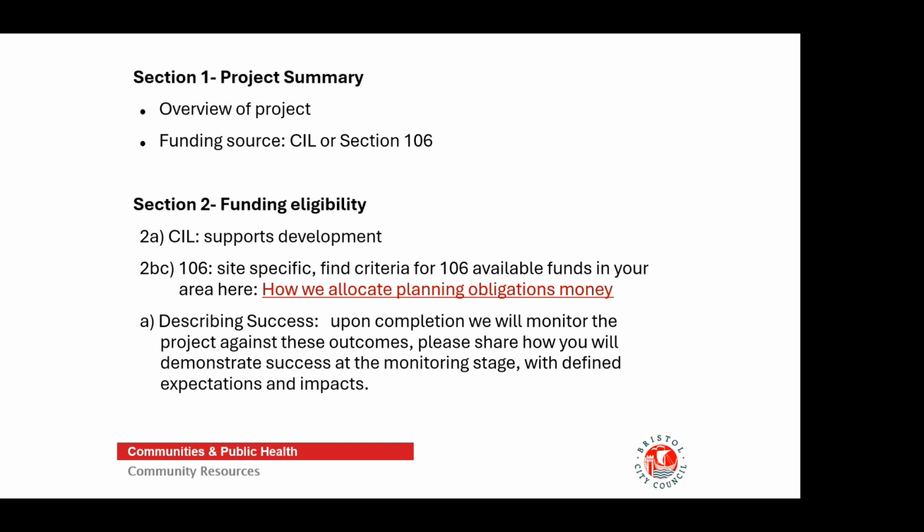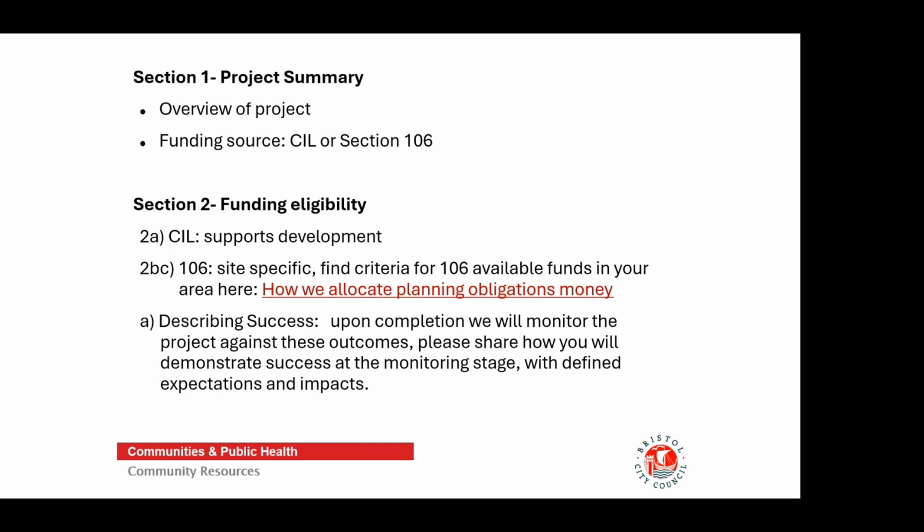Section 2 is about funding eligibility. So as you know, CIL needs to be spent on projects that support development or mitigate its impact. And then if you are applying for Section 106 funds, that eligibility is site specific, and the criteria for the 106 funds you are applying for can be found on our website there if you click that link.